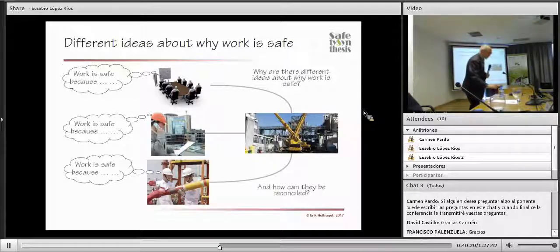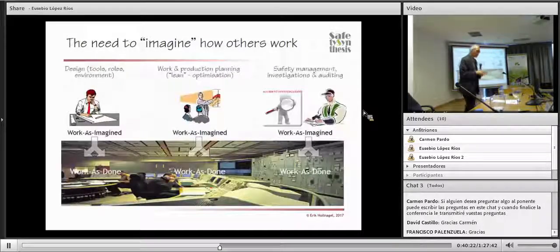When we study this, we come across two terms that are beginning to be used quite a lot. And the two terms are here. One is work as imagined, and the other is work as done. Now, work as imagined is, how do I think that work should be carried out? How do I think that something should be used?